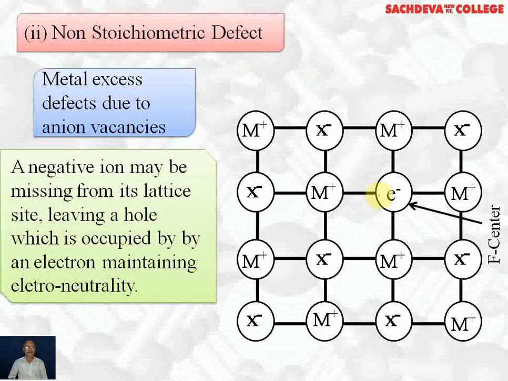Next we are going to take up non-stoichiometric defects. Now stoichiometric defects were those in which composition of the solid remained the same. Now in these defects, composition of solid will change. The first type of defects are metal excess defects due to anion vacancies. That is, a negative ion may be missing from its lattice site, leaving a hole or void or empty space which is occupied by an electron maintaining electroneutrality.